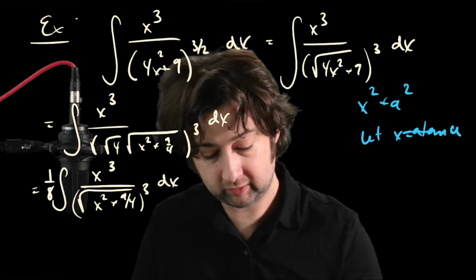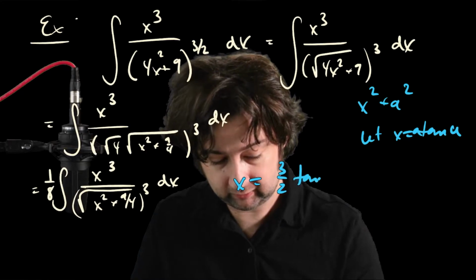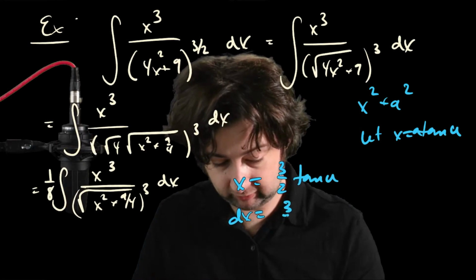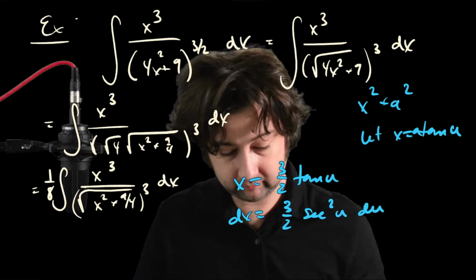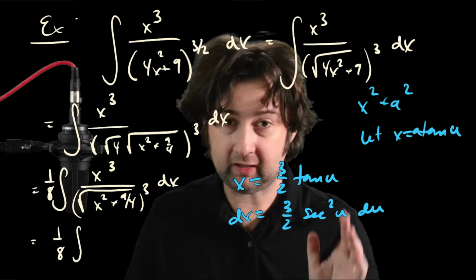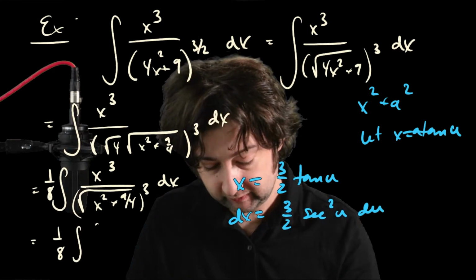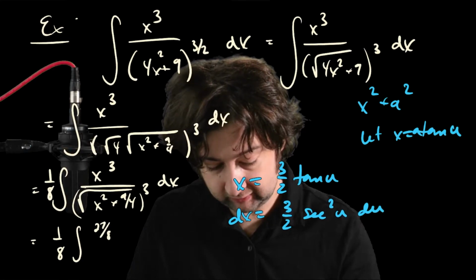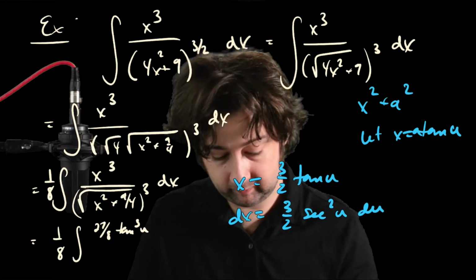And now we can use our substitution. x is equal to 3 halves of the tangent of u, so dx is equal to 3 halves times the secant squared of u du. With that substitution, we get this integral. Okay, x to the third now is this to the third. So we're going to get 27 over 8 tangent to the third of u. That's what the x third became.